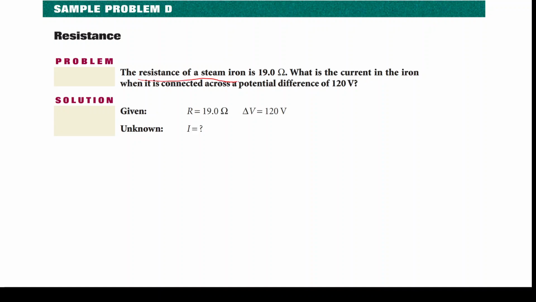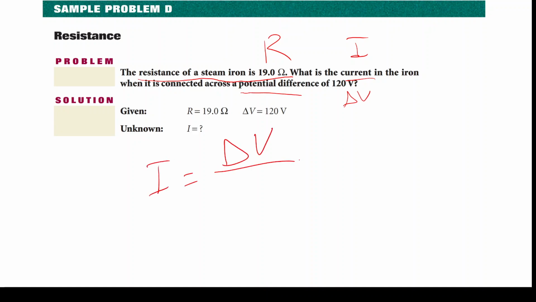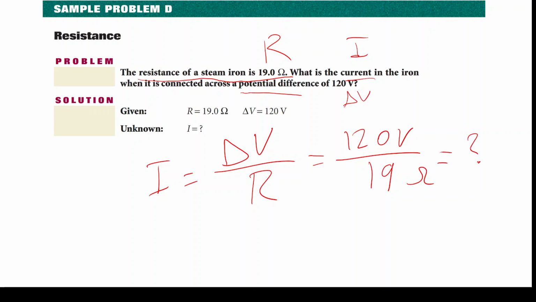Resistance of a steam iron is 19 ohm. This is R, that's resistance. What is the current? I is unknown. If it is connected to a potential difference of 120 volt, that's delta V. Let's find I. I is simply delta V, directly proportional, divided by resistance, inversely proportional. Let's put the numbers back in. Delta V is 120 volt divided by the resistance, which is 19 ohm. And you divide those two numbers, you will get your value. And the unit will be in ampere, because ampere means volt per ohm. That's it. Do your math. Nothing difficult, nothing challenging here.